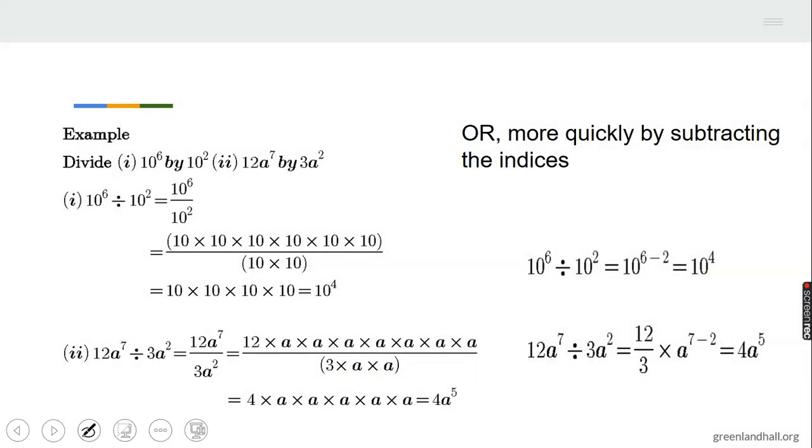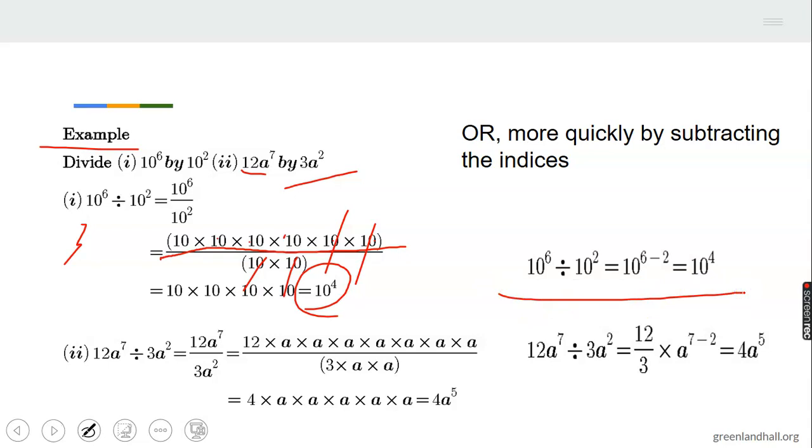Now, example. We have to divide 10 to the power 6 by 10 to the power 2. Then 12a raised to the power 7 by 3a raised to the power 2. Now, just as before, our normal expansion: 10 times 10 times 10 times 10 times 10 times 10. This is our division line, divided by 10 times 10. By the time you cancel away, you have 10 raised to the power 4 as your answer.